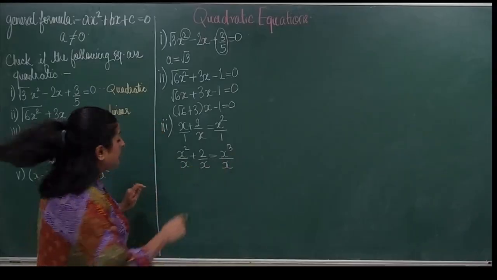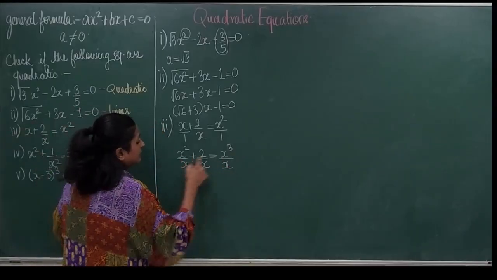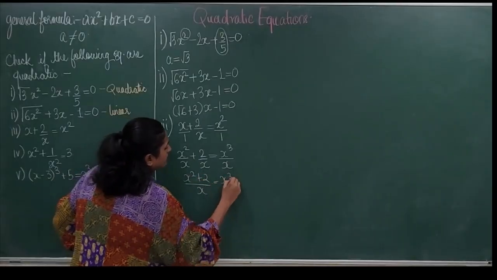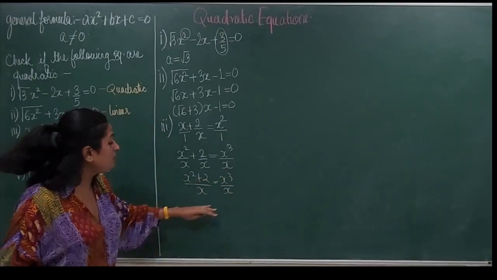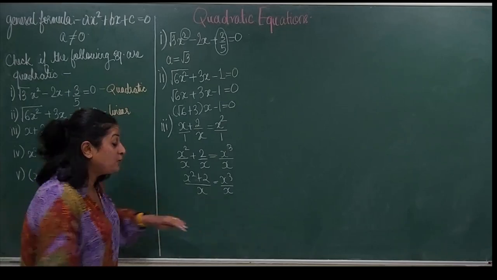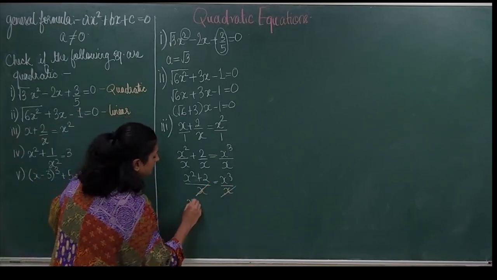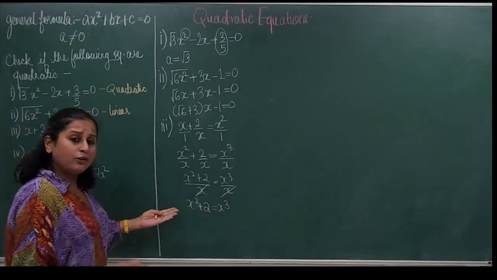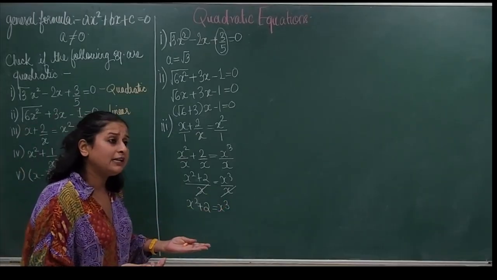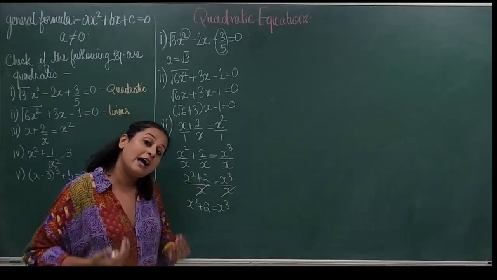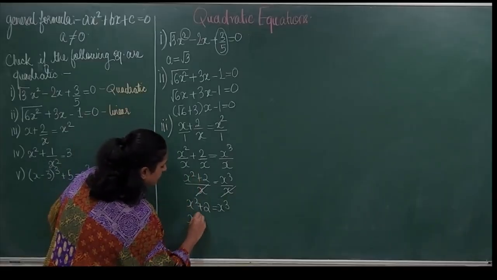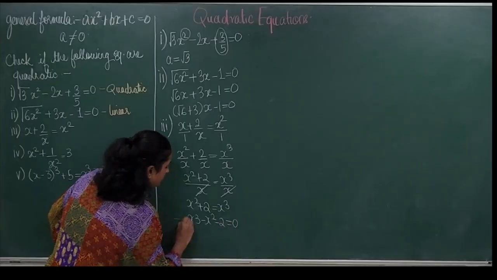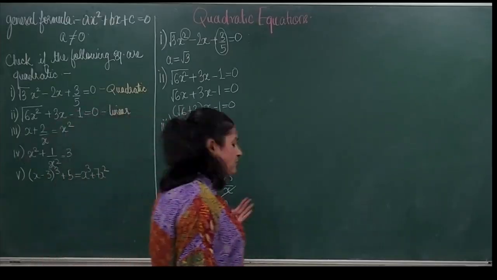Now there is a common denominator on both sides. So I will take these together. X square plus 2 upon x is equal to x cube upon x. Now I have the same denominator on either side of my equal to sign. So I will cancel it. So the equation is x square plus 2 is equal to x cube. Let us try to standardize it. How do we standardize an equation? Always the term with the highest power written first. So can I write it as x cube minus x square minus 2 is equal to 0. Now tell me, x square is over here.